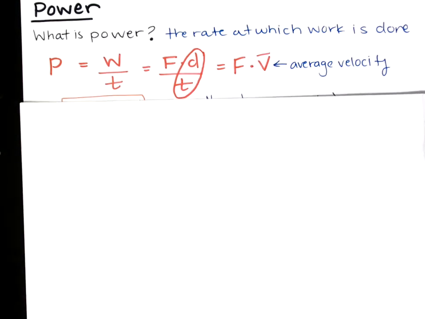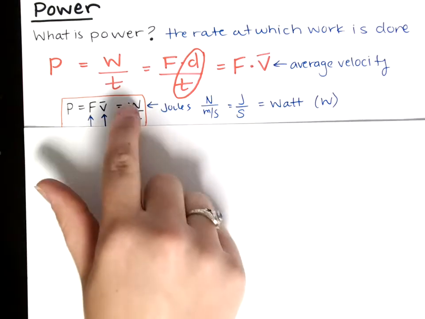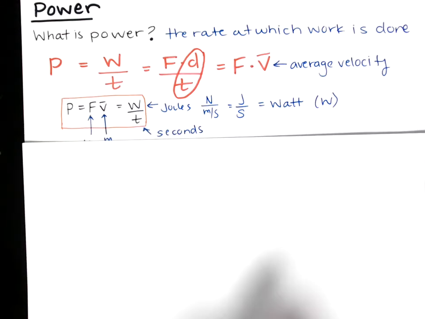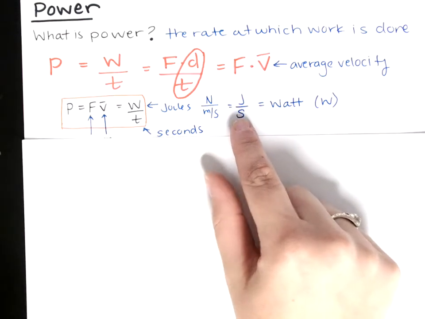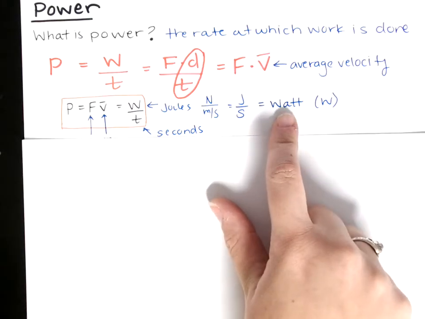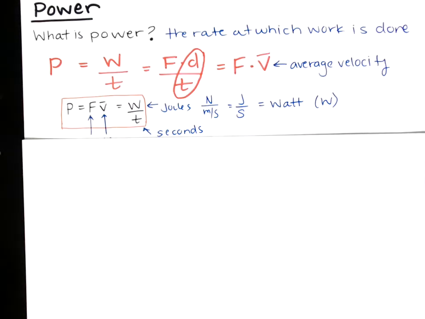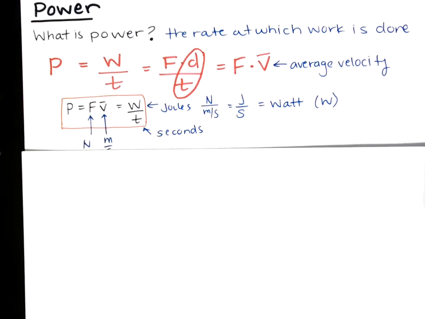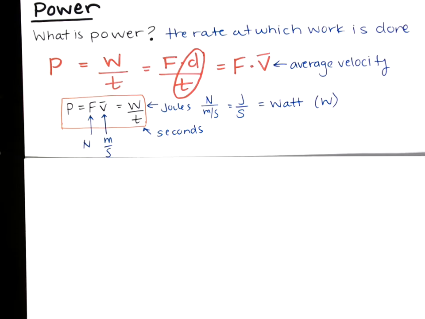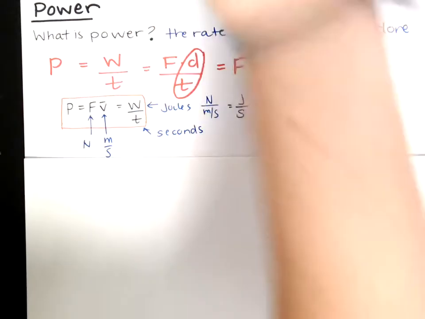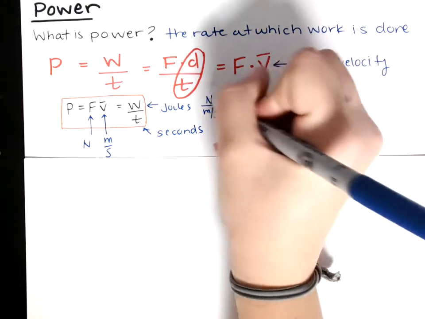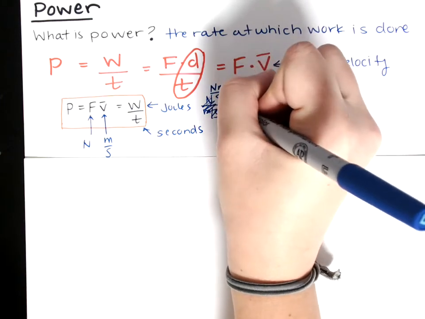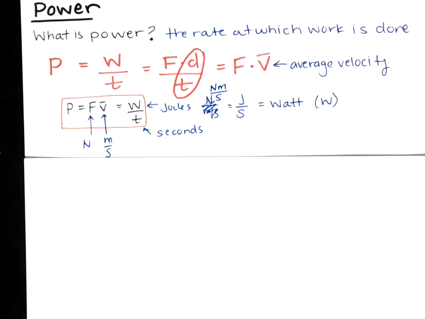For our units, work is in joules and time is in seconds. So joules over seconds, we're going to rename as a new unit, a watt. Not a what, but a watt, capital W. For our second equation, force times average velocity, we have newtons times meters per second. Actually, I made a mistake here. It's going to be newton meters over seconds, which is also equivalent to a watt.